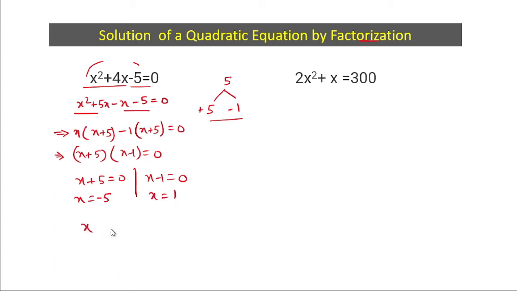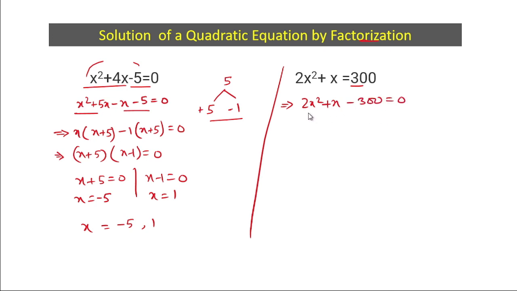So the values of x are minus 5 and 1. So in the next question they have given 2x square plus x is equal to 300. So this is not given in the standard form. First of all, we will make the equation in standard form. So it will become 2x square plus x minus 300 is equal to 0.